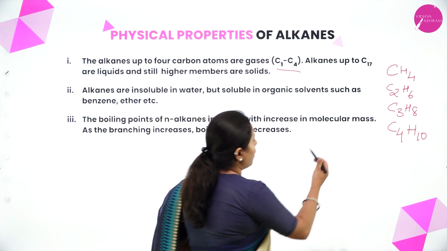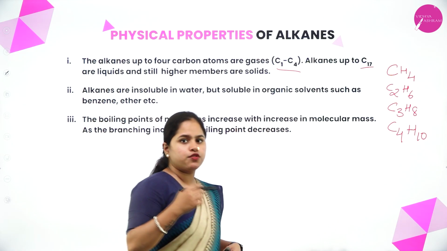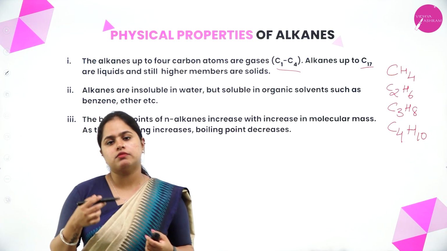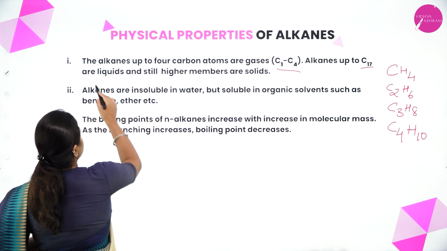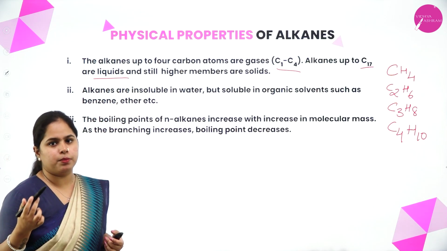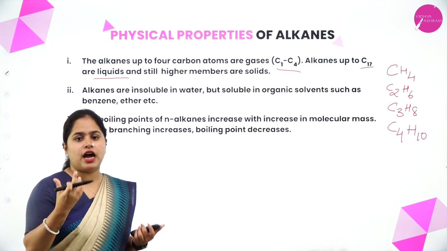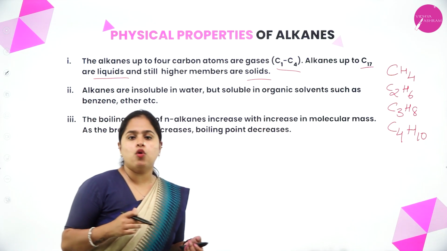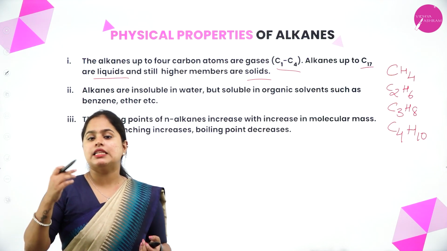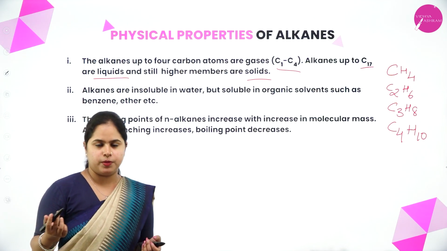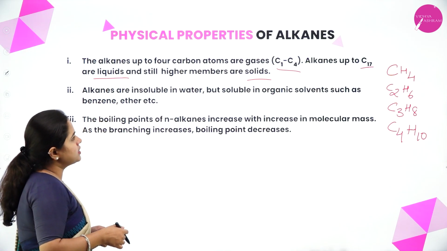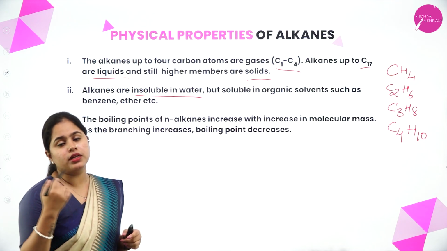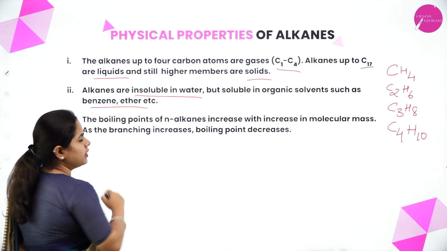Now alkanes up to C17, that is from C5 to C17, exist as liquids, and the still higher members, that is more than 17, have high molecular mass and will exist as solids. So the lower ones will be gases, then till 17 liquids, and higher ones solids. Now alkanes are insoluble in water. They are soluble in organic solvents like benzene and ether.